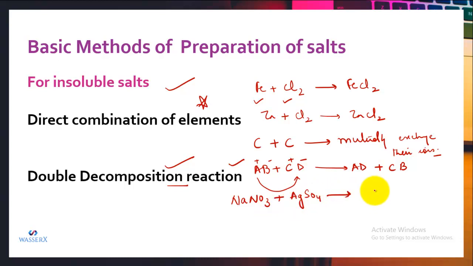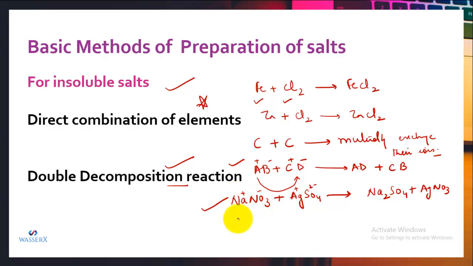So if the reaction takes place between them, and if we write the valencies also, we get Na2SO4 plus AgNO3. So likewise, we can carry out the different reactions.